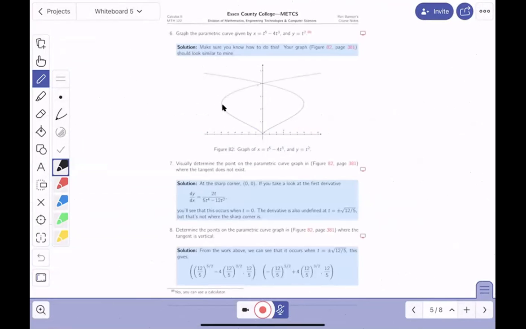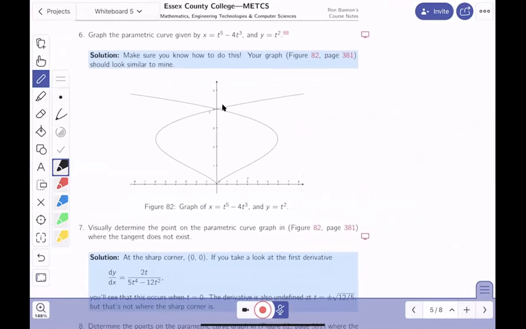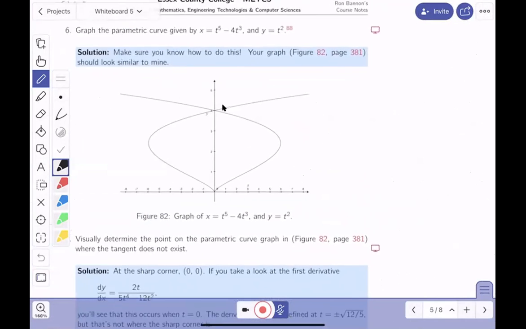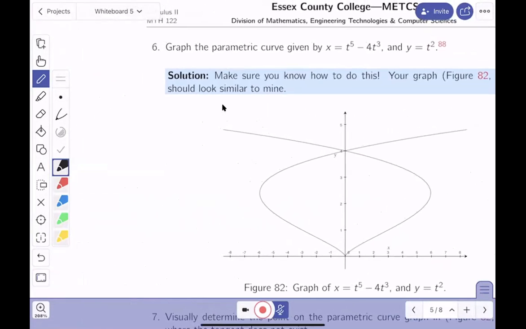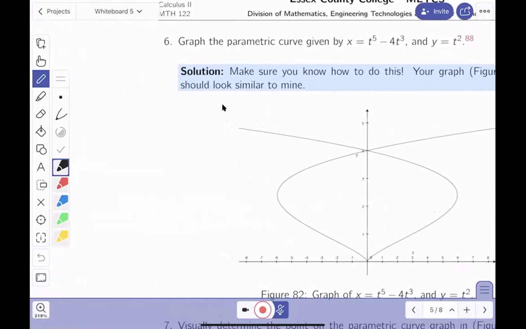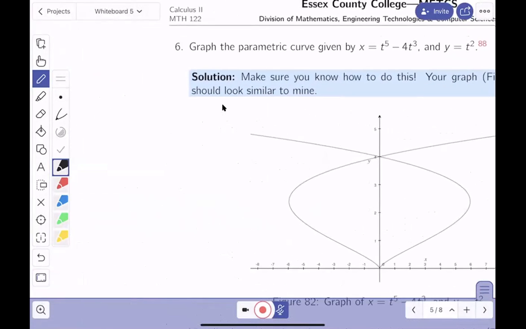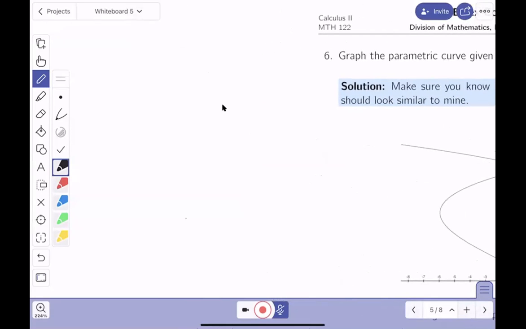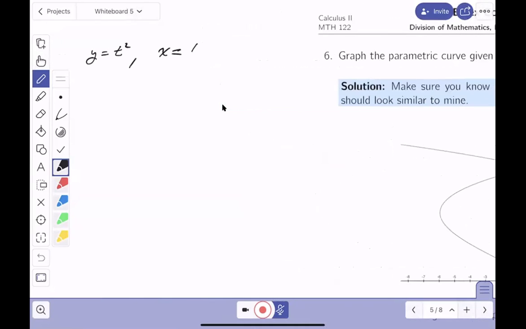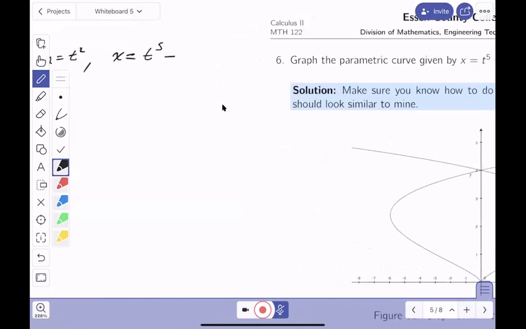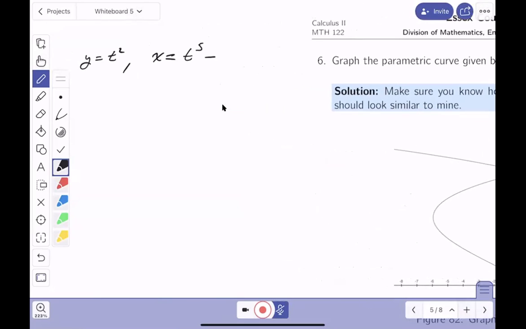More difficult. My understanding of this is that they do get more difficult, and that's where I kind of go to machines to do it. But it says graph the parametric function. The first thing I do is look at it. y is equal to t squared. I'll write to the side for you. And x is equal to, I forgot, t^5 minus 4t^3.